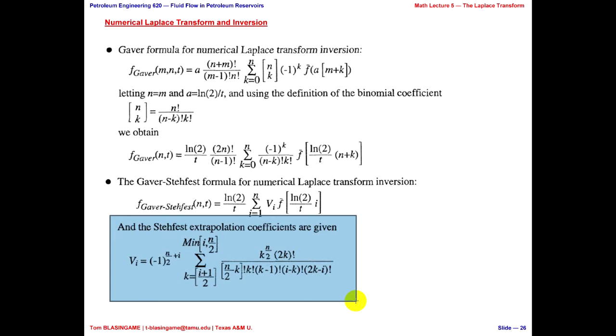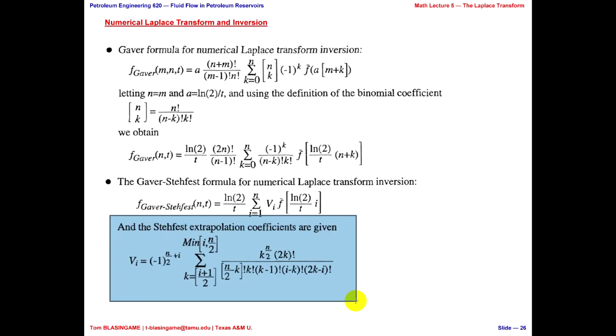Now, remember the rule, the more complicated something is, the easier it is to break it. So if the Gaver algorithm is only good to 16 terms in double precision, can you go to more terms than that with the Stehfest algorithm? No. Okay, so end of discussion.